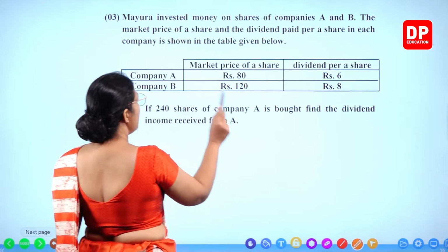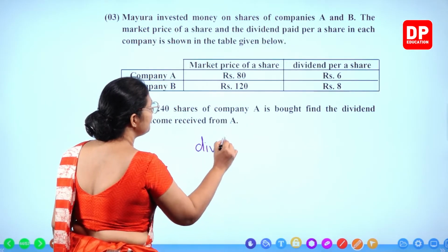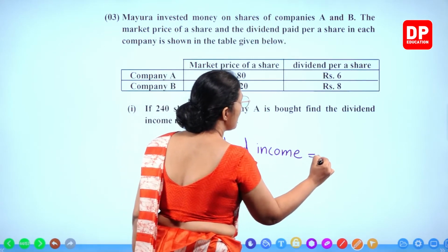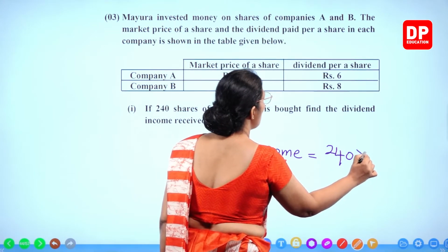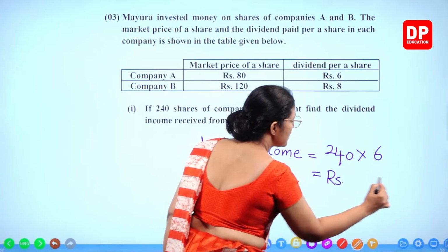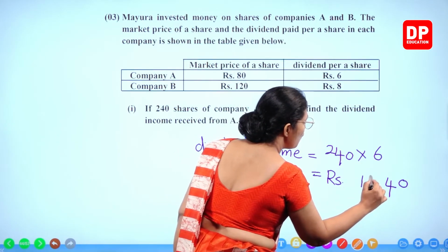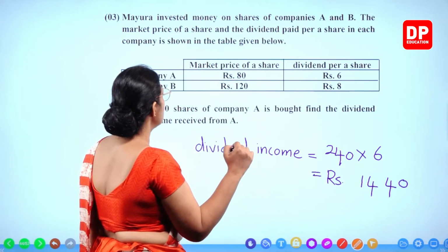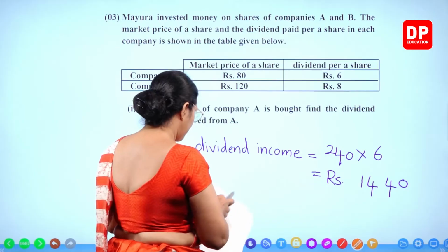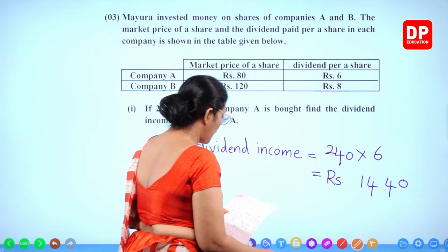So company A, altogether 240 shares. So what is the dividend income? 240 shares, each one is 6 rupees. So what is the total? 6 times 0, 6 times 4, 24, 2 remaining. 6 times 2, 12 plus 2, 14. 1,440 rupees. How many marks given for that part? 2 marks for that.